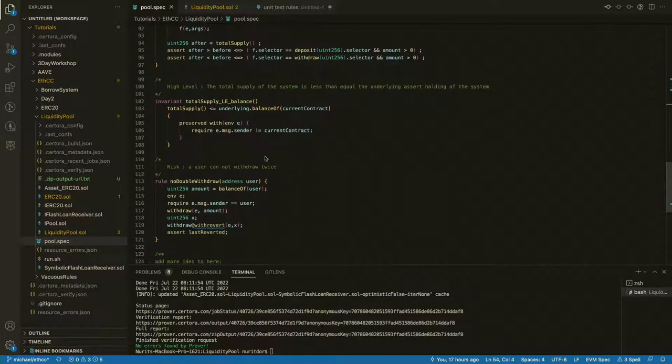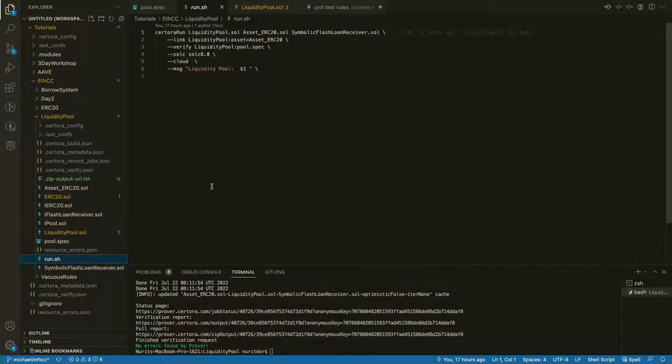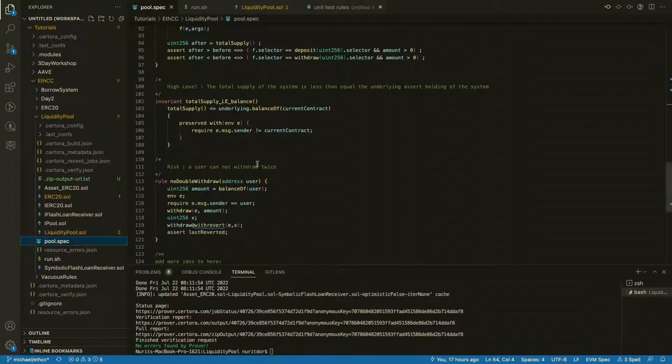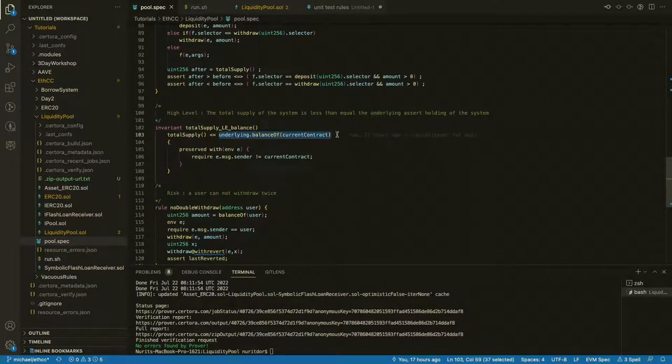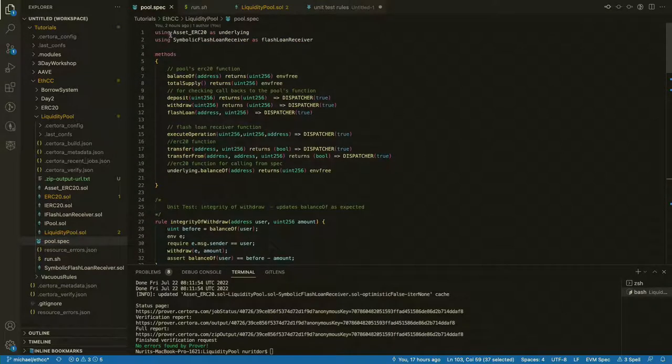Okay, so we have the pool spec. We have the run script. So part of the system, we have the liquidity pool, we have the underlying asset, and we have a symbolic receiver for the flash loan. The asset ERC20 is a simple ERC20. We assume it's a safe one. And in the spec, we can reference it by underlying balance of. You have what we discussed yesterday. They're using asset ERC20 as the underlying. So this sets up our underlying, and we have the flash loan receiver.